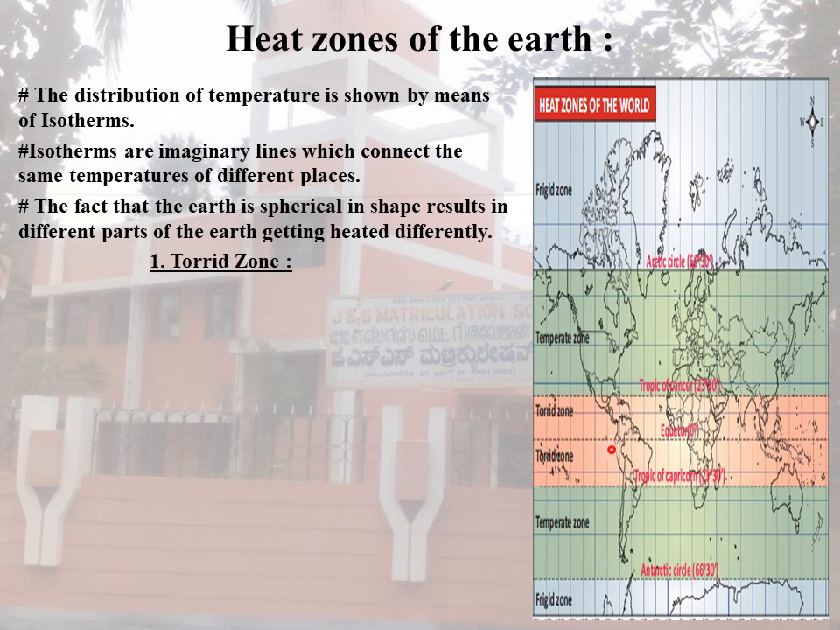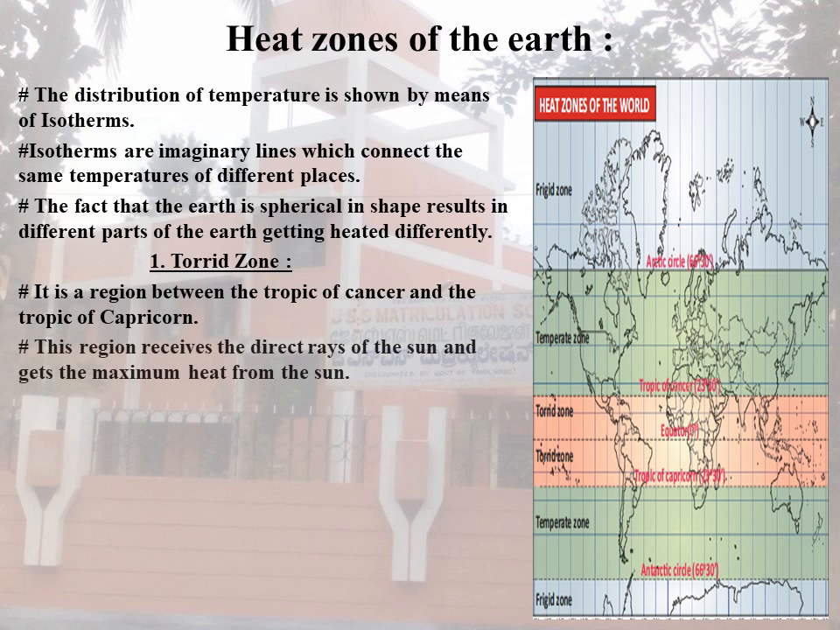The yellowish parts in the picture on the right side are the torrid zone. It is a region between the Tropic of Cancer and the Tropic of Capricorn. This region receives the direct rays of the sun and gets the maximum heat of the sun. This zone is known as the torrid or tropical zone. Our South India is in this zone, as shown on the map, and it has some of the hottest places in the world.